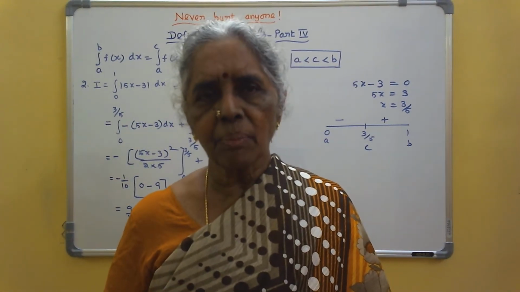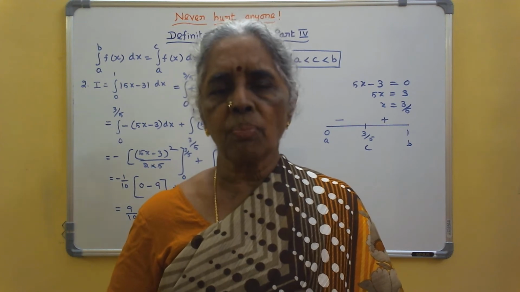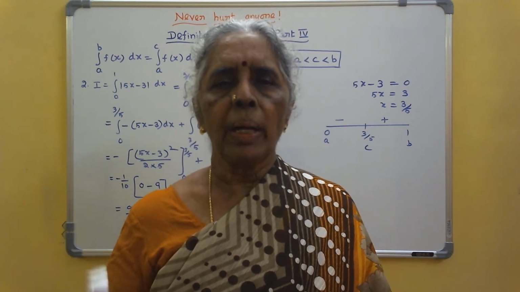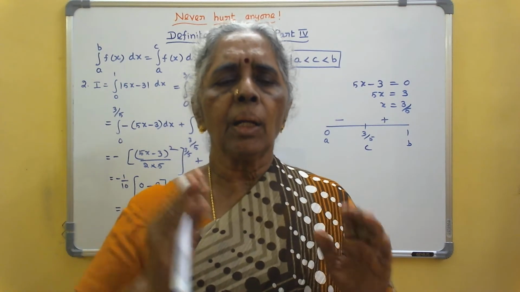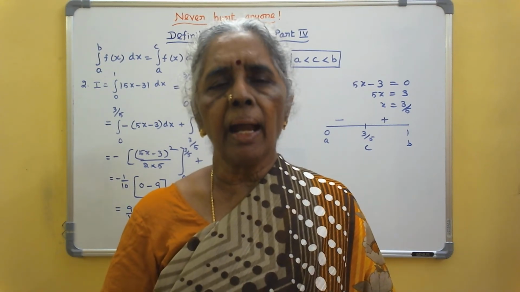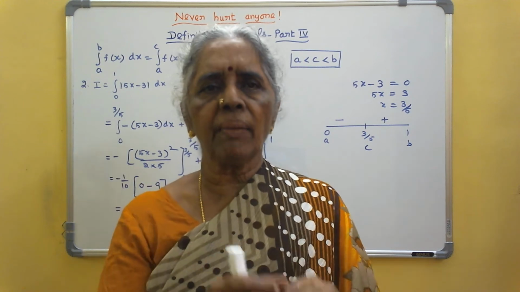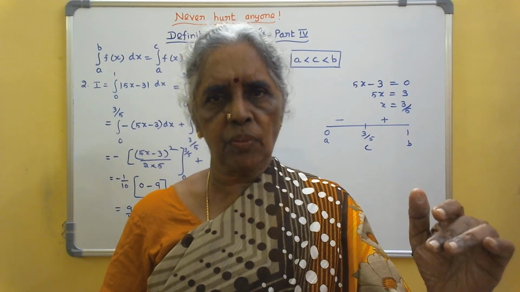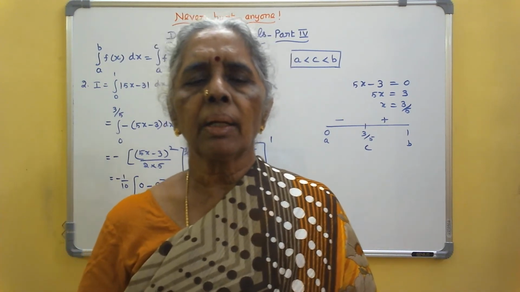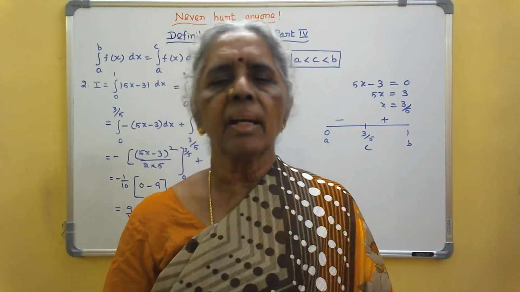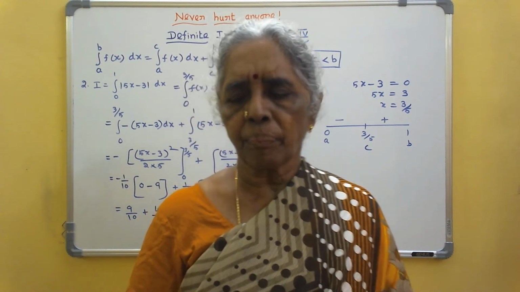Is it clear? So the two sums we have taken, one single linear modulus function and we found the c. Then we decided in which interval the modulus function is positive, in which interval it is negative. Then like two sums we integrated, we substituted the limits. Okay.